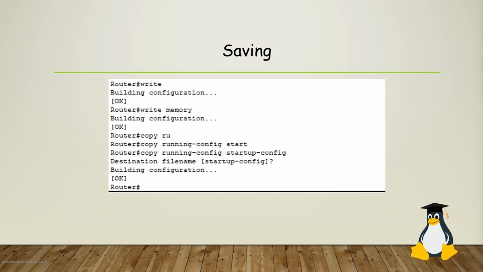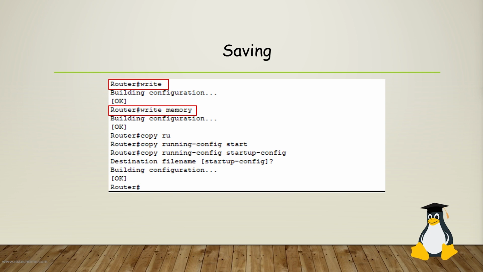There are 3 different commands you can use to save the running configuration file, so that the running configuration file will become the startup configuration file. And you can use all 3 of these commands from privileged exec mode. The first command is the write command. As you can see from the output, it will say it's building the configuration, and then it will say OK when it's done.